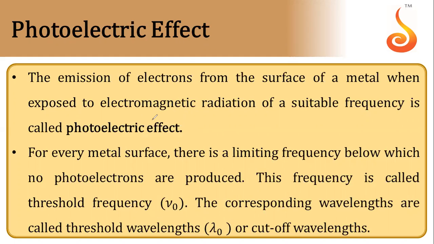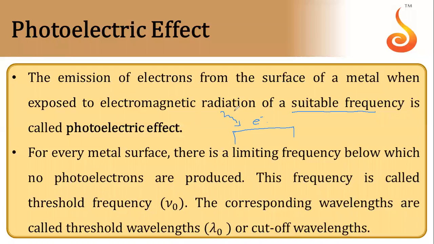It is the emission of electrons from the surface of metal when exposed to electromagnetic radiation. Electromagnetic radiation, for example light. So when light falls on a metallic surface and it is of suitable frequency, then electrons can come out. Now for every metal surface, there is a limiting frequency below which no photoelectrons are produced.